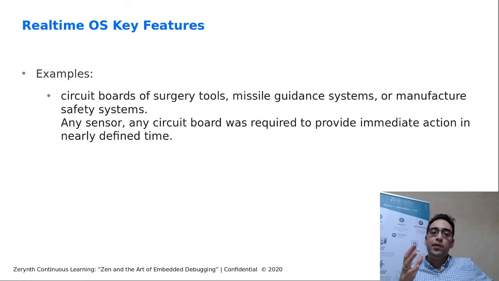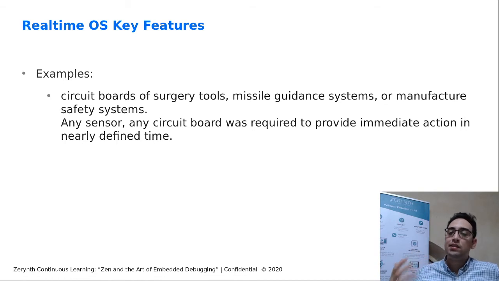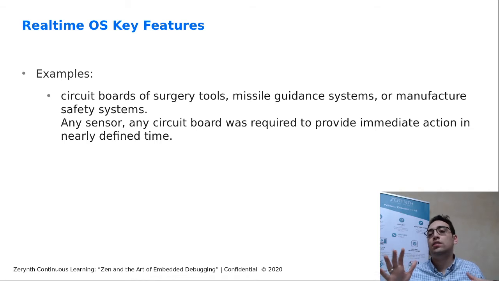So what are the examples of real-time operating systems applications? Where are the real-time operating systems used? They are used from circuit boards of surgery tools to missile guiding systems to manufacturing of safety systems to automotive systems in the cars. Basically any system that requires an immediate action in a nearly defined time.